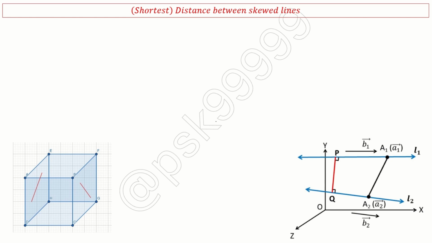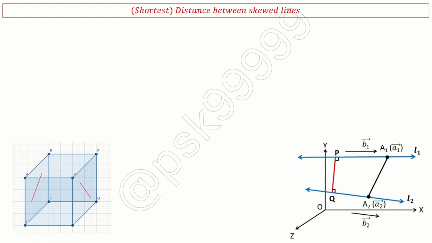But otherwise, they need not be parallel. But are they intersecting? They are not intersecting. They never intersect. These two lines also will never intersect, and they are not parallel. These are called skewed lines. And what is the distance between these two? It's nothing but the distance between the two planes. Correct? The distance between the two planes is the distance between these two lines.